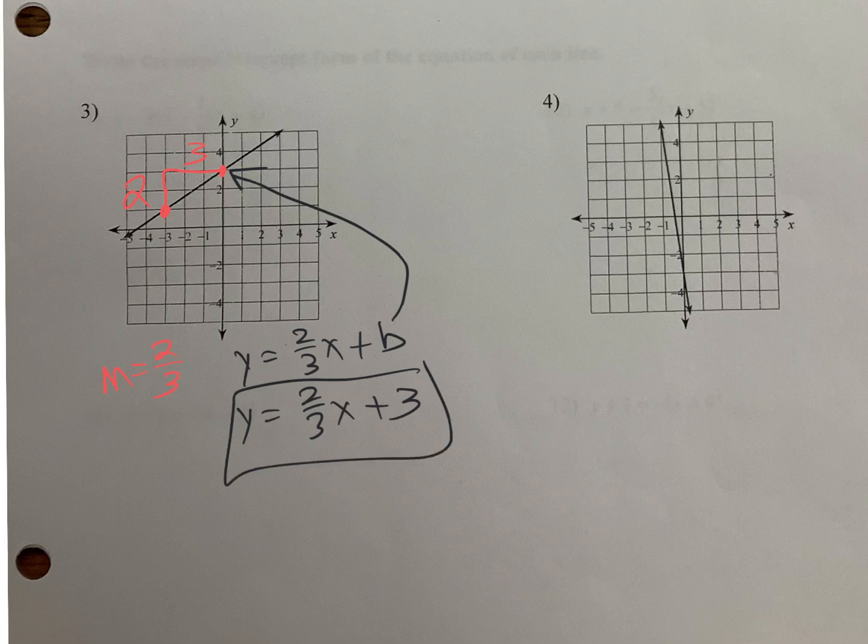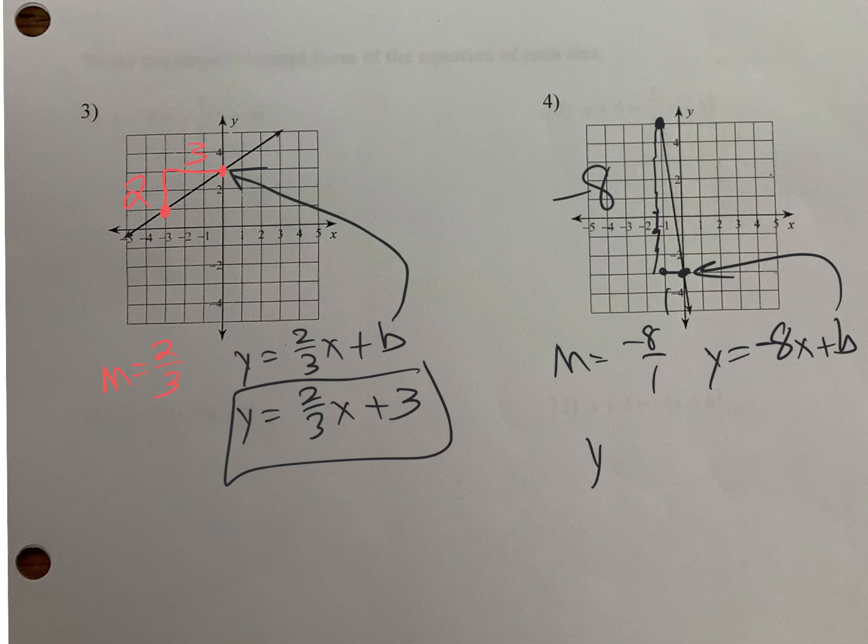Number 4, just pick some points again. So I'll pick that one. And it doesn't look like we can get another one until we get to the top one there. So we rise 1, 2, 3, 4, 5, 6, 7, 8. -8. And from here we go over 1. So the slope is -8 over 1. So our equation is y equals -8x plus b. And we already picked a point that is actually your y-intercept. Y equals -8x minus 3.